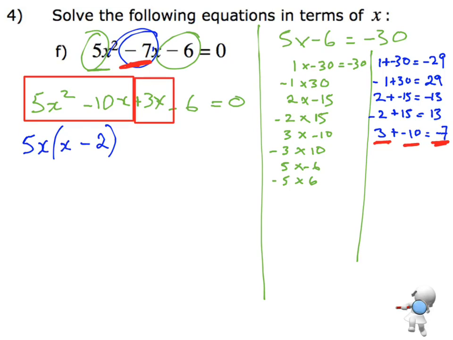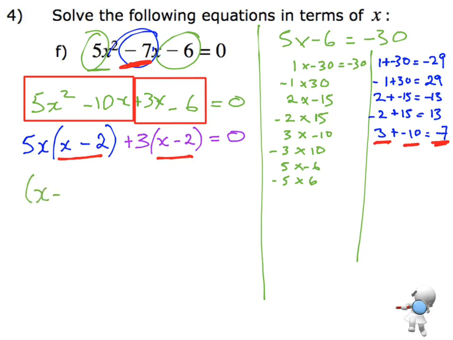Now what I'm going to do is take the next two pieces, 3x take away 6, and factorise those pieces. So that's going to give me 3x and -6, they've got a 3 in common. And if I take a 3 out of both of those, I'm left with x take away 2. Alright, what we can now notice is this bracket and this bracket are exactly the same. So I can now factorise that out.